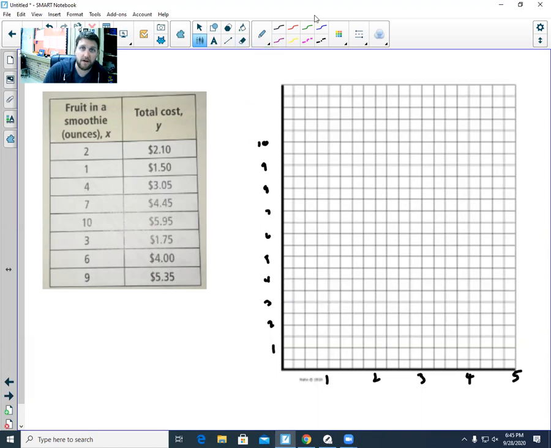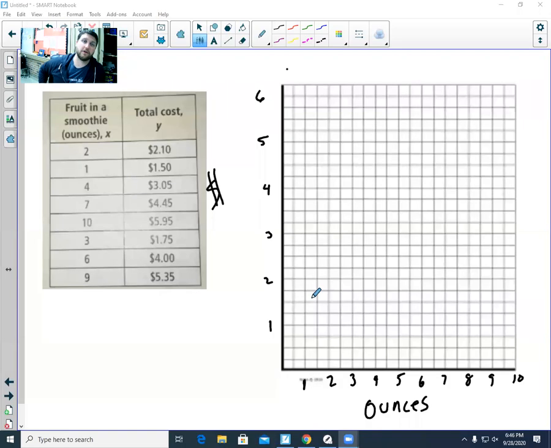Give me 1 second, I'm going to clear this up. Okay, third time's a charm. Here we go. So now I've got my x-axis is what it actually should be, and that's ounces of smoothies. My y-axis is the total cost, which is what it should be.